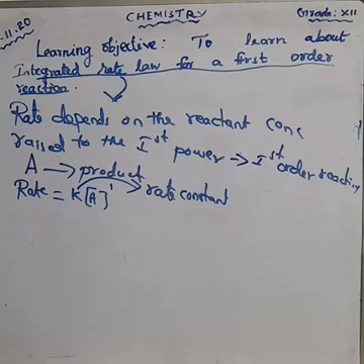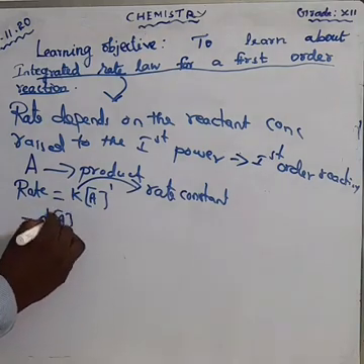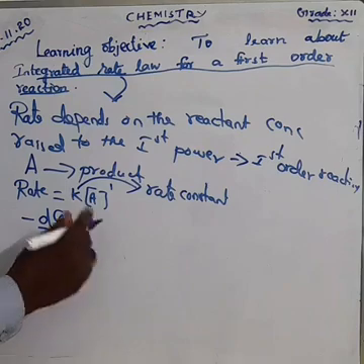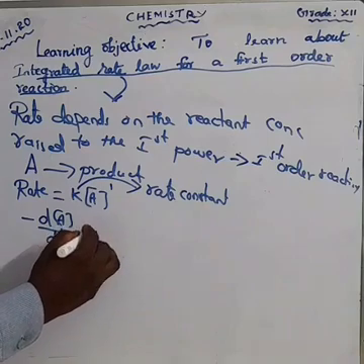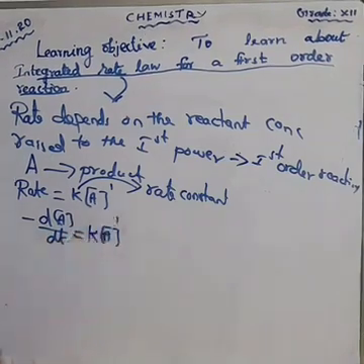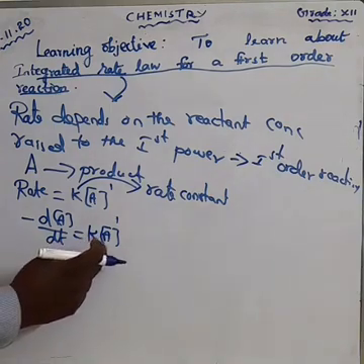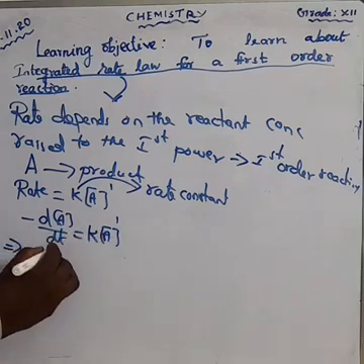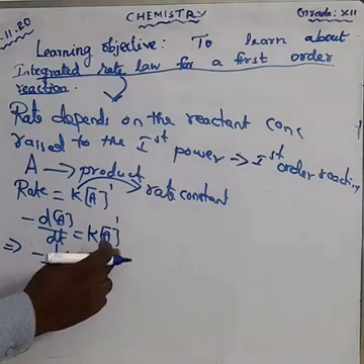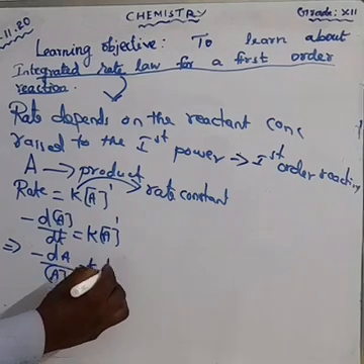Anyhow, we are applying the integrated rate equation, that is minus dA by dt is equal to K into A, that is K into A power 1. We are interchanging: the A term will be here and dt there. So minus dA by A is equal to K dt.